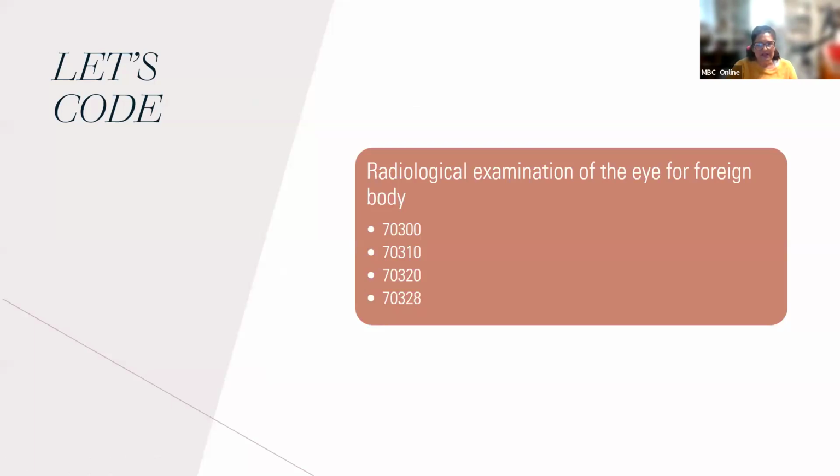The first one is, if you have your CPT manual, get it out and start to look up these codes. What is the code for radiological examination of the eye for foreign body? You can type your answer in the chat, or you can unmute yourself and tell me what you think it is.